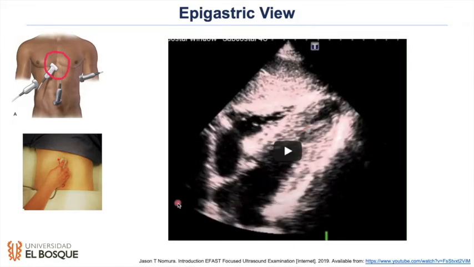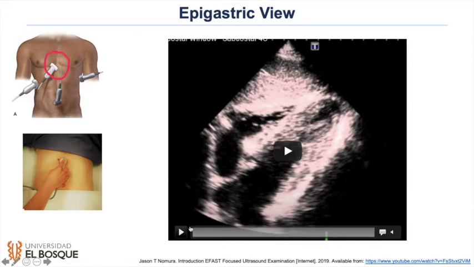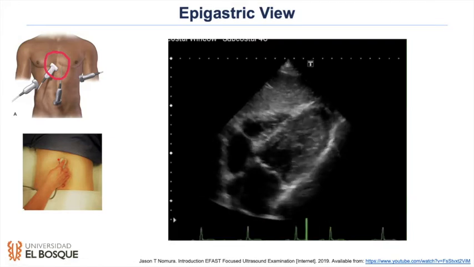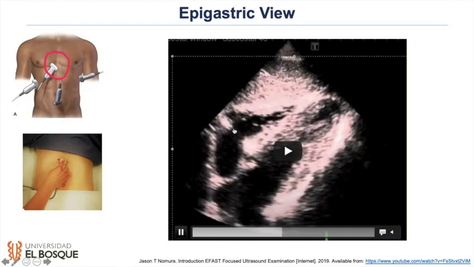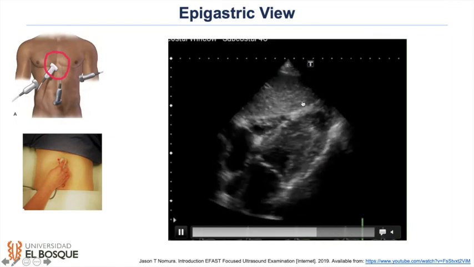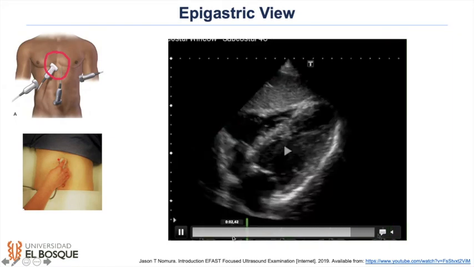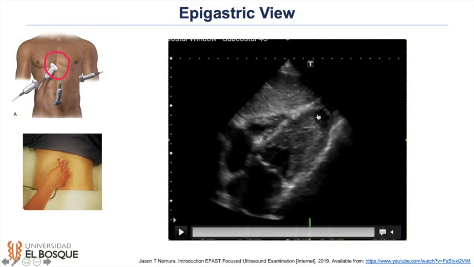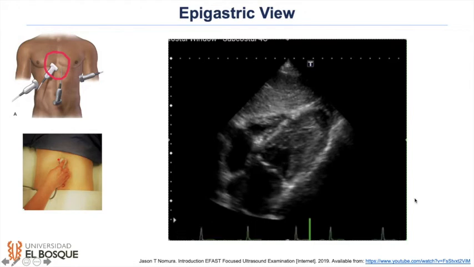And this is how you're going to see the heart. Remember, this is the pericardium, so you have to look at it first. And also the contraction, the sizes of the chambers.